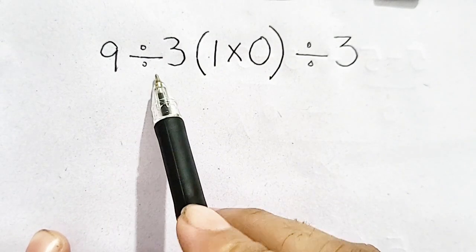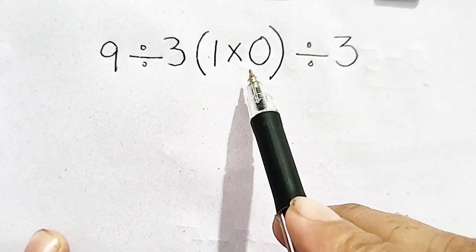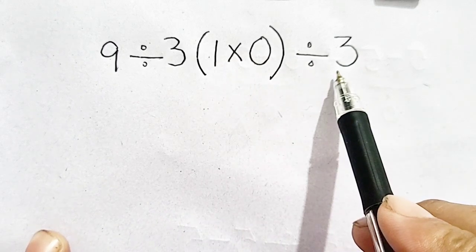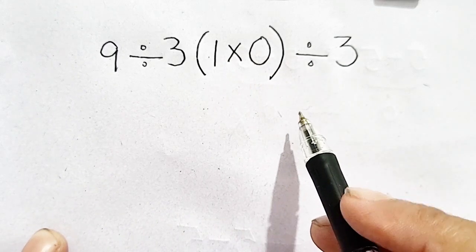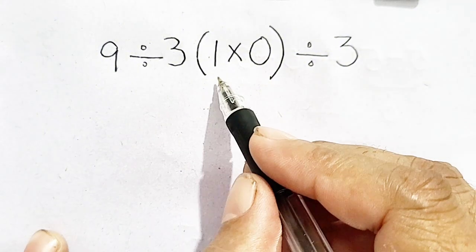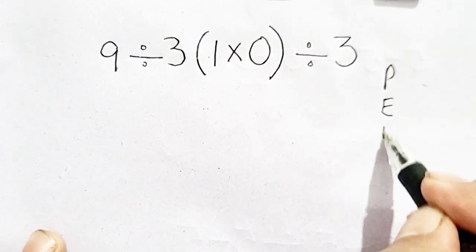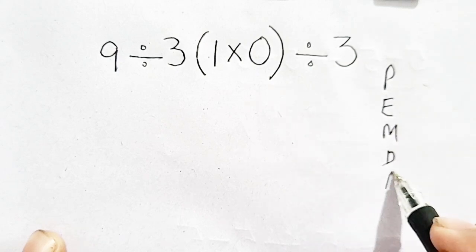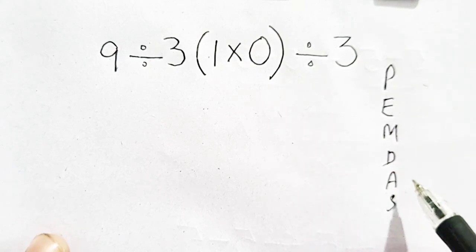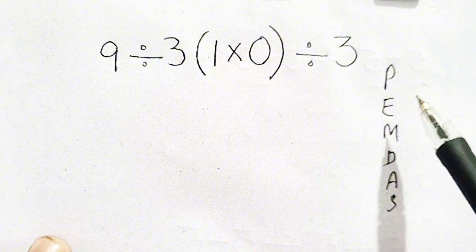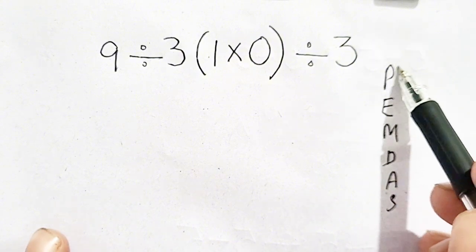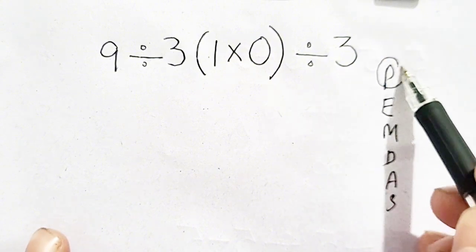9 divided by 3 times (1 times 0) divided by 3. This question can be solved by using the PEMDAS principle. What is PEMDAS? It is basically the order of operations. First of all, we have to solve parentheses.